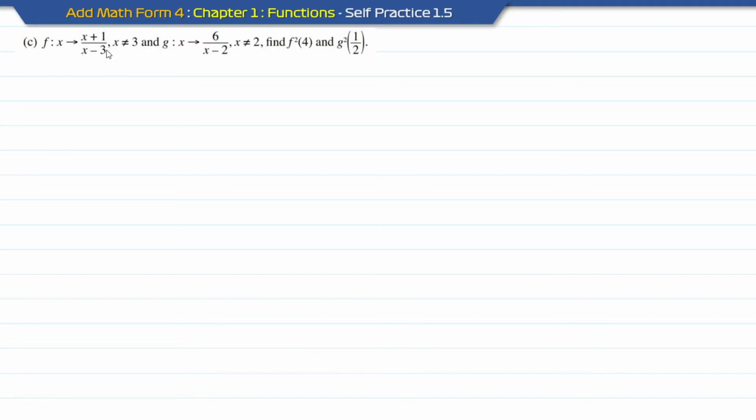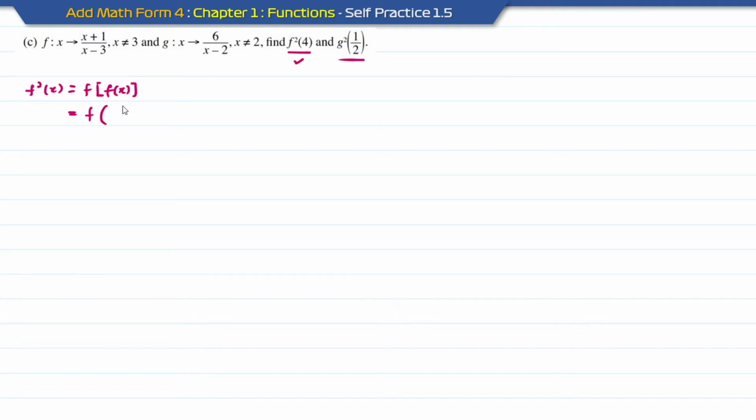Question C, this is the function f and this is the function g. The question is asking you to find the image of the iterated function f squared when the object is 4, and the other one is the image of the iterated function f squared when the object is 1 over 2. We're going to solve this part first. The iterated function f squared of x is formed when you have a function f, then you insert this function f into the function f again.